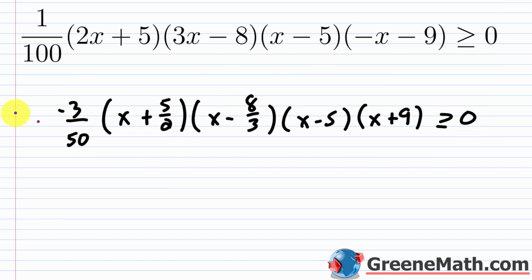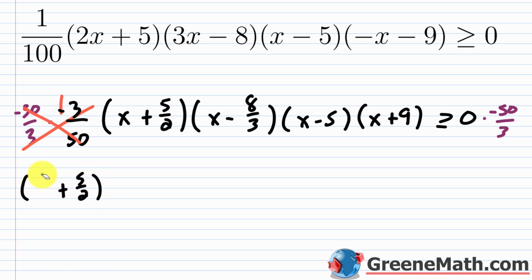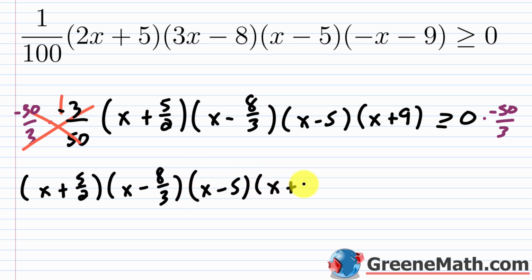I'm going to multiply this by negative 50 over 3. And this is times negative 50 over 3. So this right here is going to cancel and just give me 1. So the left side is the quantity x plus 5/2 times the quantity x minus 8/3 times the quantity x minus 5 times the quantity x plus 9.